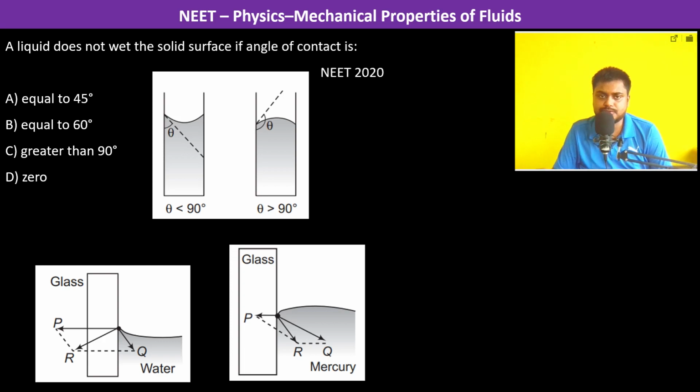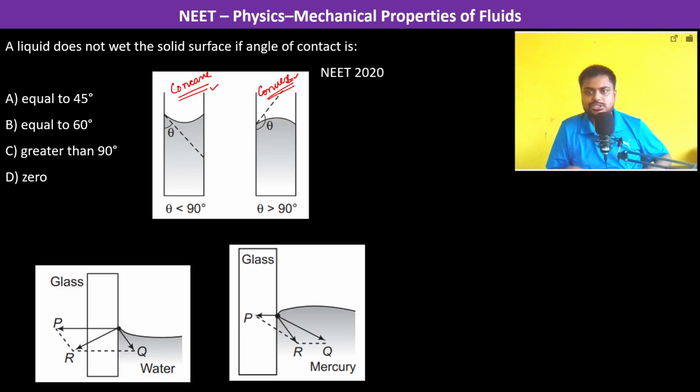Wet the solid surface if the angle of contact is... So we are seeing here these are the two different cases. In this, the liquid surface, or we tell it as meniscus, is concave, and here it is convex.